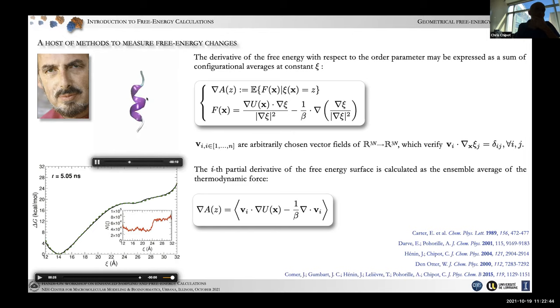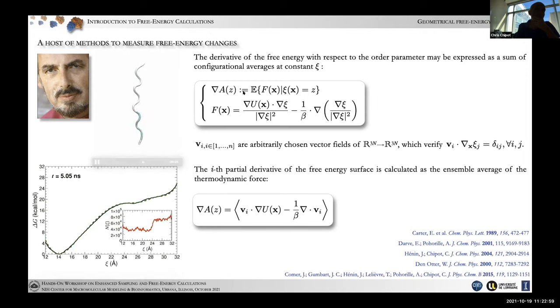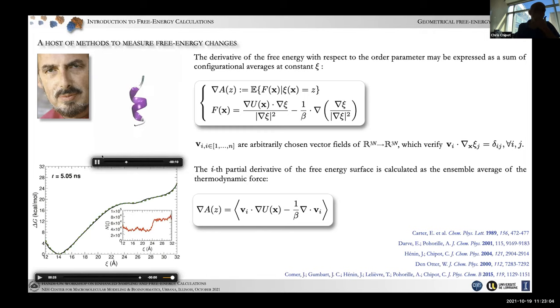Had I not used this method, I would be sampling essentially this minimum here, which corresponds to the folded alpha helical state. But when I start applying the average force along the collective variable direction, then I start sampling these higher energy states all the way to a family of extended structures, extended conformations.